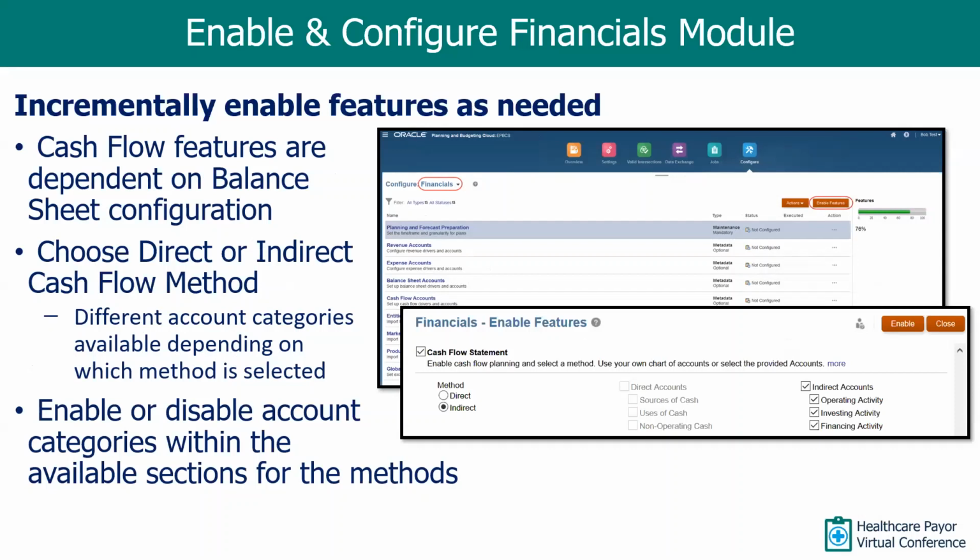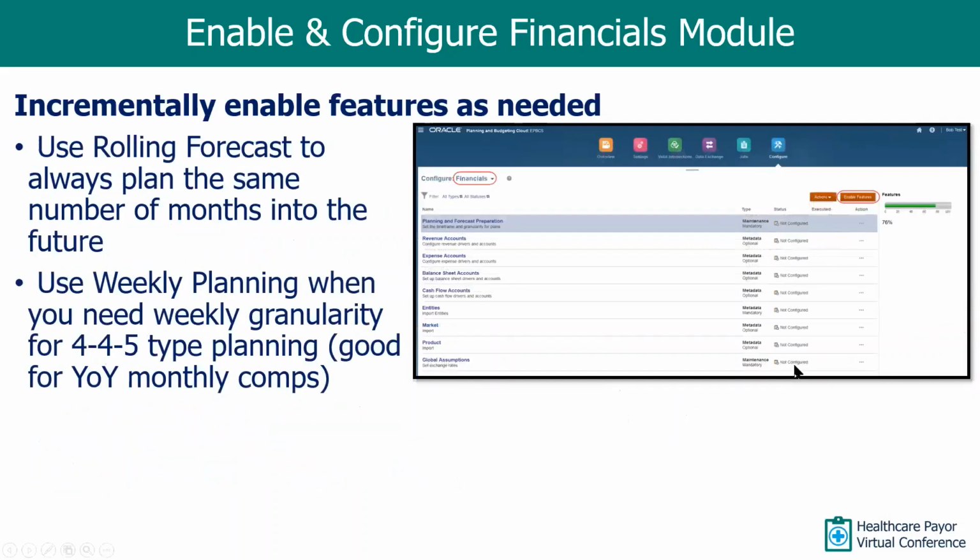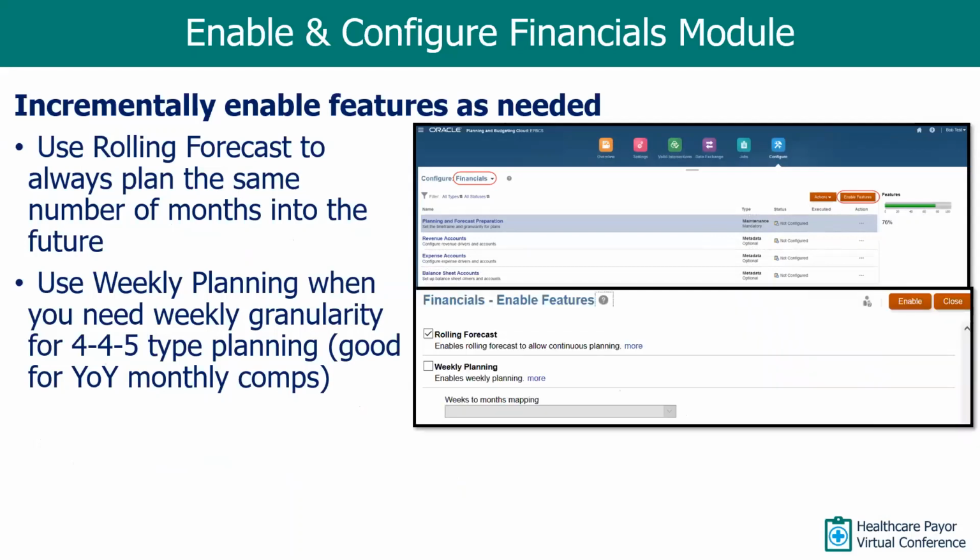There's a direct method approach, which uses your sources of cash and uses of cash to calculate a direct cash flow. Or you can choose the indirect method, which is probably the most common, where you're going to be forecasting your days sales outstanding, your DSO, or your DPO. That's going to then look at your revenue and expense and calculate the adjustments for your accounts receivable and your accounts payable. So the integrated balance sheet and cash flow pieces are built in. And again, it's all options that you can check as part of the financials framework. There's also support for rolling forecast, weekly planning. There's support for 13 periods. So a lot of different options that you can configure within financials.